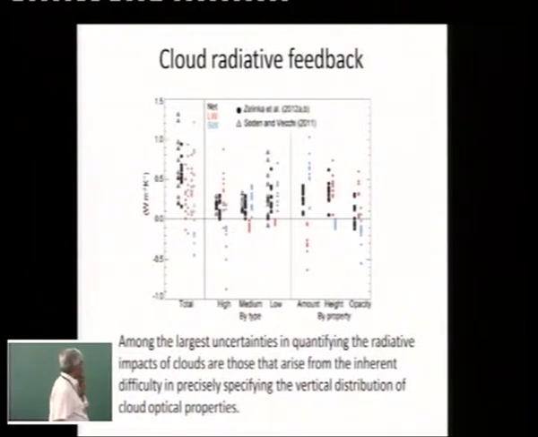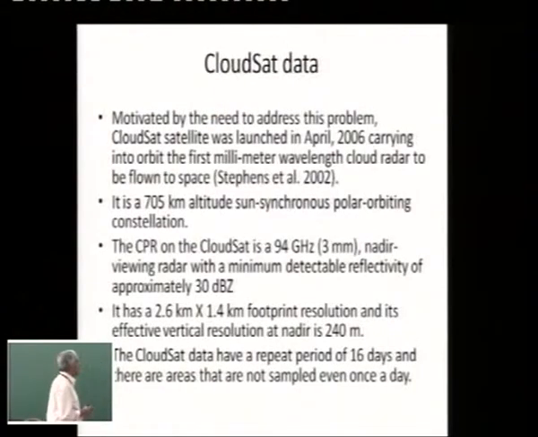And also you can calculate cloud radiative feedback in terms of amount, height, and opacity, or optical depth. You can see that there's a lot of variation here. And what we find is the cloud radiative feedback is also sensitive to different criteria like height and opacity. So this means that we need to find out the vertical profile. We need to understand the vertical profile of clouds.